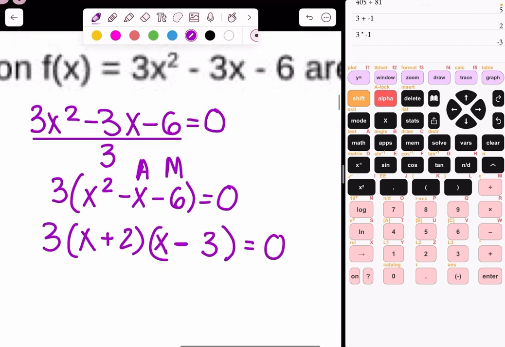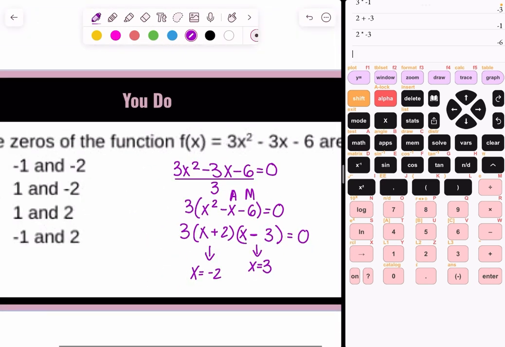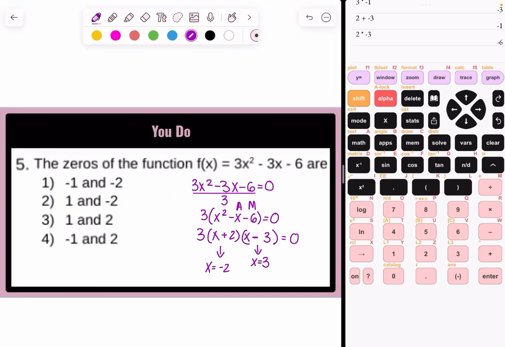Let me just make sure. 2 plus negative 3 is negative 1. 2 times negative 3 is negative 6. Good. So if we have x plus 2 equals 0, that will end up being x equals negative 2 because you have to flip the sign. And x minus 3 equals 0, we would have to add 3 to both sides, so we would get x equals 3. All right. Why are the answer choices not here?